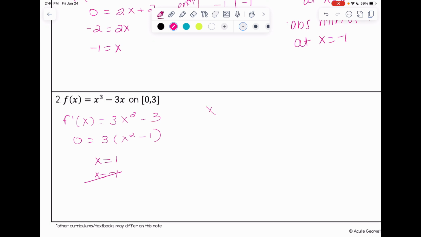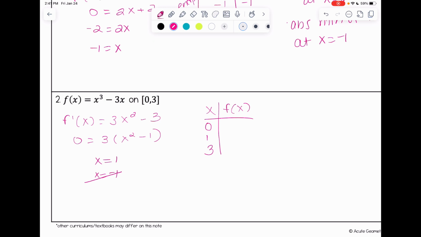So when I make my table of values, I'm only going to look at x and f of x for 0, 3, and then our new value of 1. So what we're going to do is take each of those values and plug them into f of x. Remember, we're always plugging into the original function here.